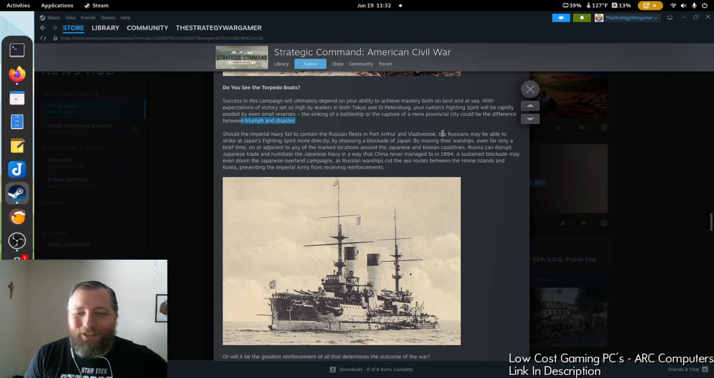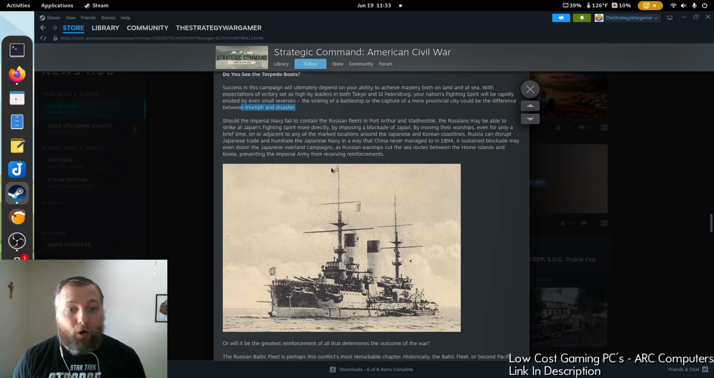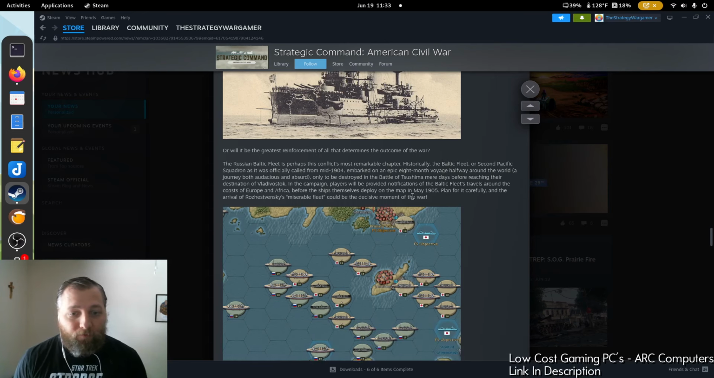Should the Imperial Navy fail to contain the Russian fleet in Port Arthur and Vladivostok, the Russians may be able to strike at Japan's fighting spirit more directly by imposing a blockade of Japan. By moving their warships, even for only a brief time, adjacent to any of the marked locations around the Japanese and Korean coastlines, Russia can disrupt Japanese trade and humiliate the Japanese Navy in a way that China never managed in 1894. A sustained blockade may even doom the Japanese overland campaigns, as Russian warships can cut off sea routes between the home islands and Korea, preventing your army receiving reinforcements, which will be the greatest reinforcement of all that determines the outcome of the war.